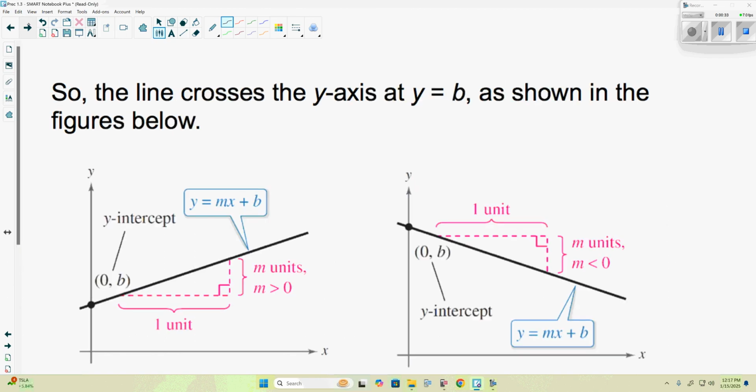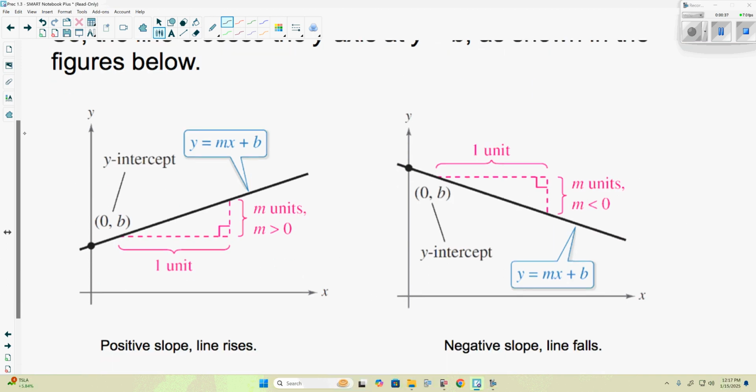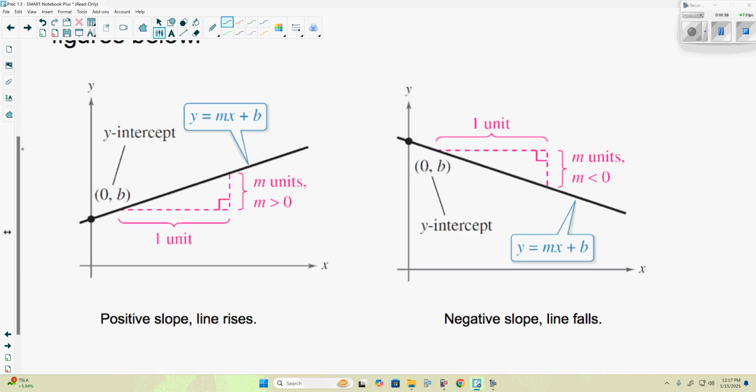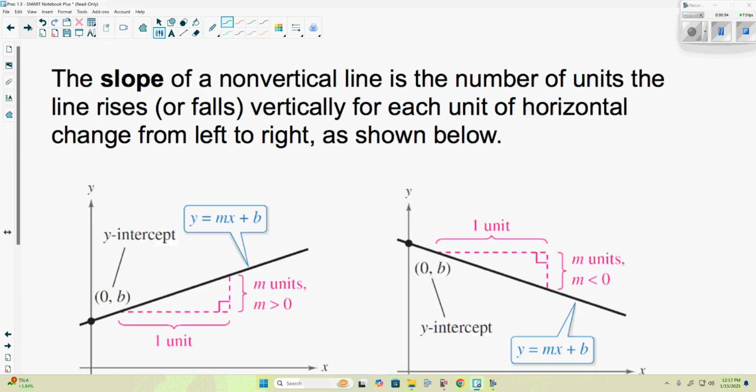So the line crossing the y-axis is y equals b, as shown here. Because when we have y equals mx plus b, the b value is the y-intercept. In other words, the y-intercept, just what I said.